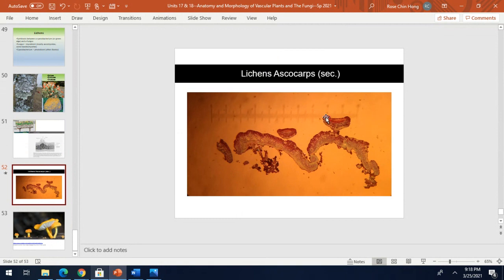You see the ascocarps. This is like a cup-like structure, so that's why it's an ascocarp. And then this part here, if I had shown you in higher magnification, you'd see the other parts of it, like the photobiont part of it. But this is the best overall picture I can get, so it can show the ascocarp.